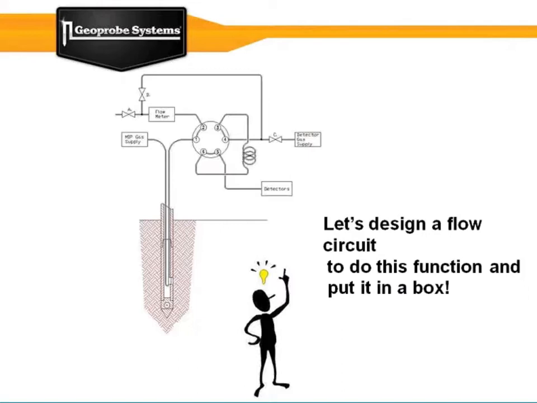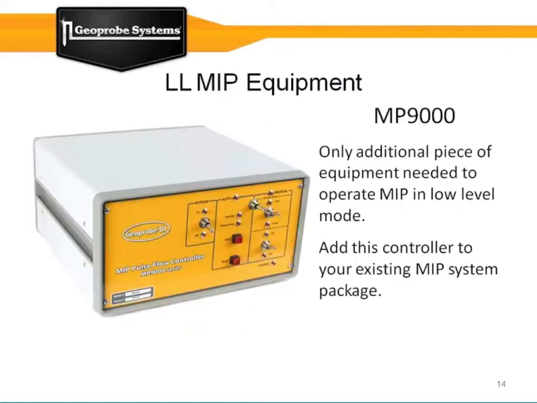So we put in a sampling valve. Those of you that are well-versed in gas chromatography will recognize the gas sampling valve and sample loop that we used in our system. From that, we built that into a controller, and this is the piece of equipment that you would need in order to do low-level MIP. That, of course, comes with the accompanying control software that is now built into the MIP acquisition software. Dan's going to go through that in a minute.